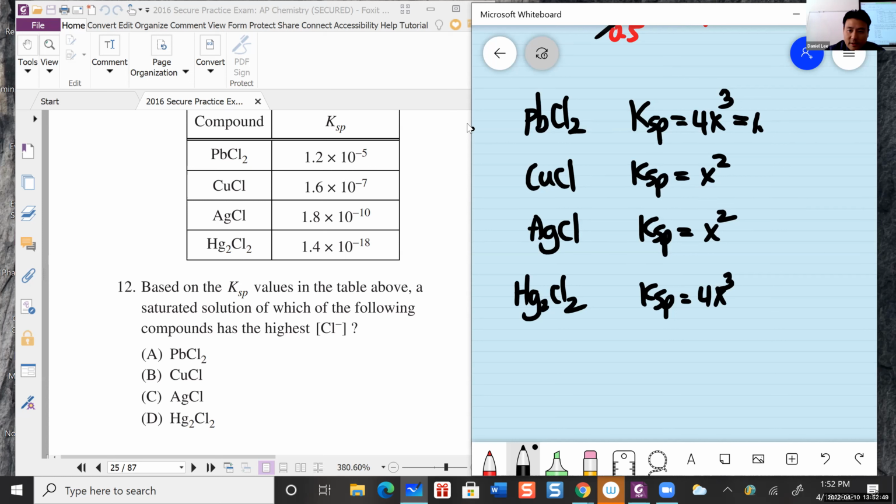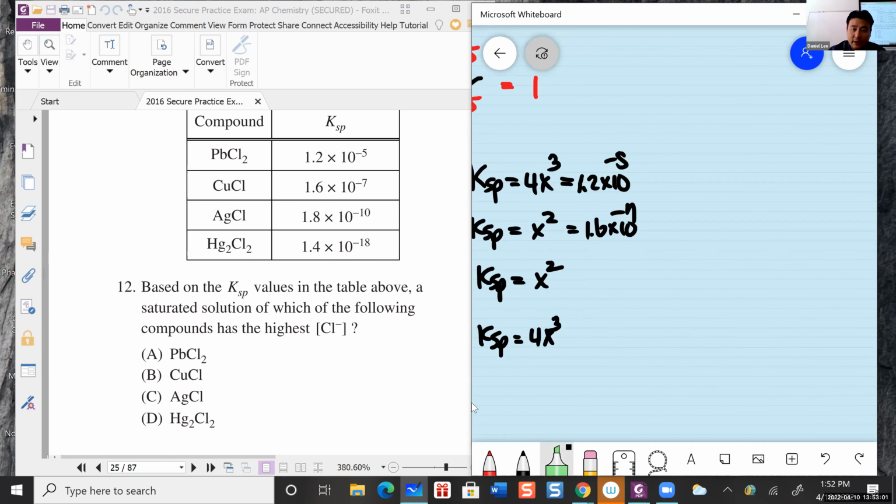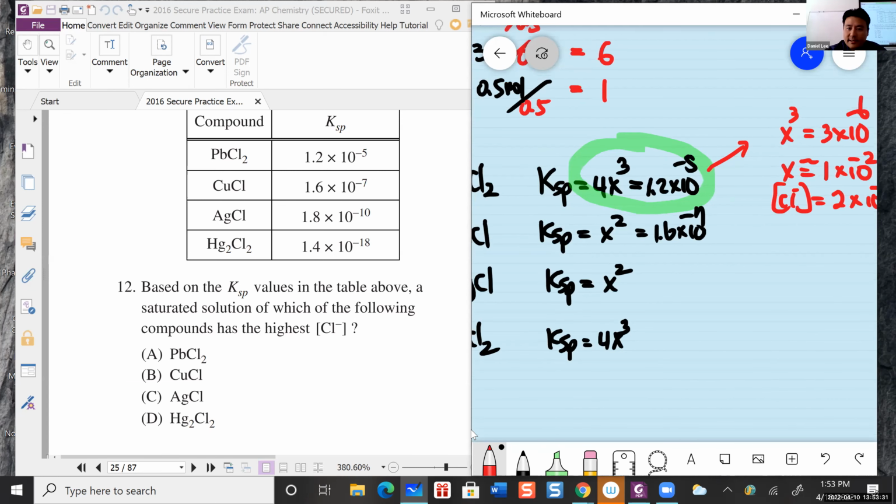So the Ksp for the first one is 1.2 times 10 to the negative 5. For the second one is 1.6 times 10 to the negative 7. So I'm going to solve for x for the first two. The last two are just way too small. Now, how do you solve this without using a calculator? Yeah, okay, you got to use a calculator, so you estimate. If you were to solve for this, x cubed would be 3 times 10 to the negative 6, and x is 1/3 of this, like approximately 1 times 10 to the negative 2. All right. So Cl minus is twice, 2 times 10 to the negative 2, because Cl minus is 2x here.